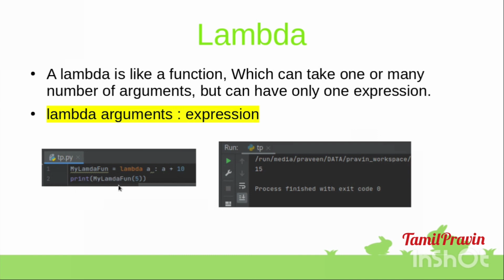Here I am calling this lambda function, passing the value 5. In the parameter a, I am passing the value 5. Whenever I call this function, the 5 gets added with 10 and the function returns the result. Here is the output. The 5 is added with 10 and the result is returned. This is the output.